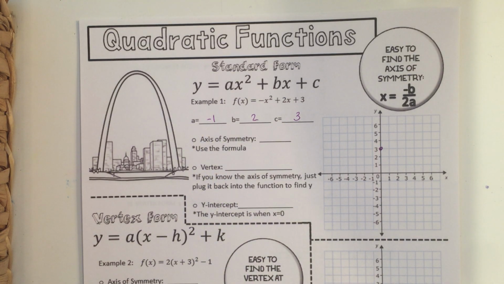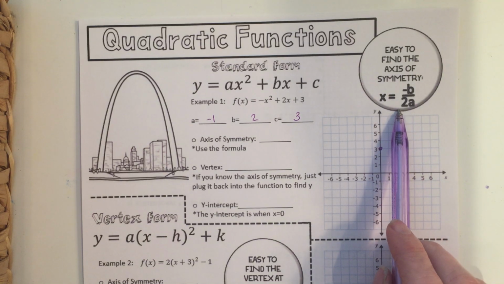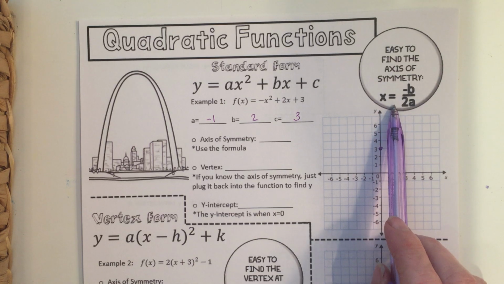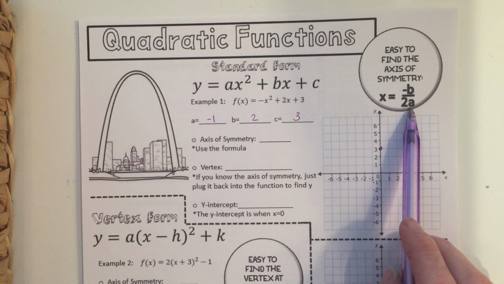Well, we need to find a vertex. And I can't see the vertex as I can in vertex form, which we learned yesterday. So there's a really nice equation that's super important. It's the equation for the axis of symmetry, or the x-coordinate of the vertex. That equation is x equals negative b over 2a.